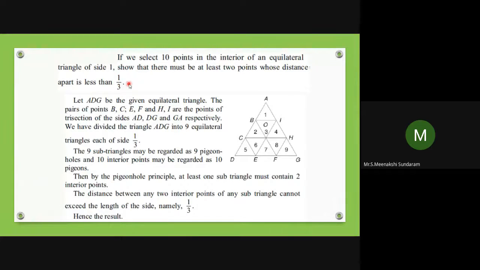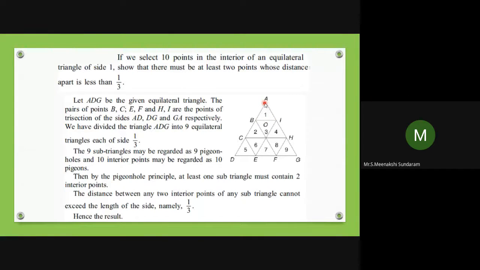Let's take a triangle ADG, or ABC, whatever you like. I take a triangle ADG, so all the sides should be 1. We try to show that the distance should be less than 1 by 3. In this equilateral triangle, I like to choose each side as 1 by 3.